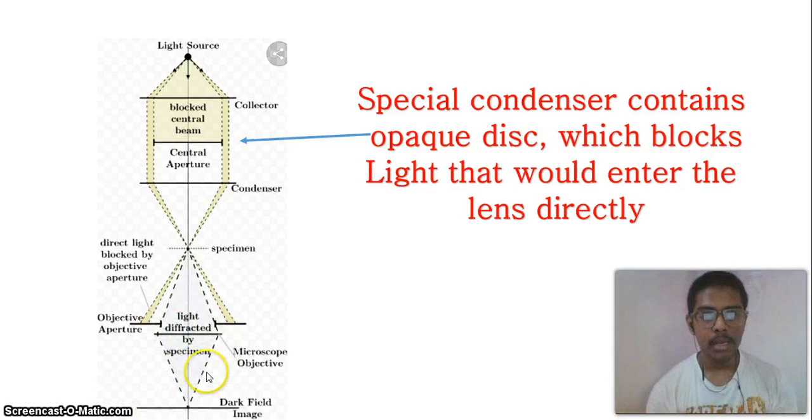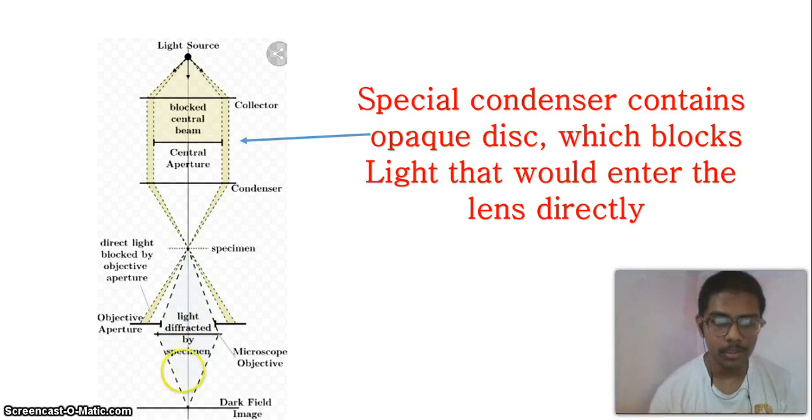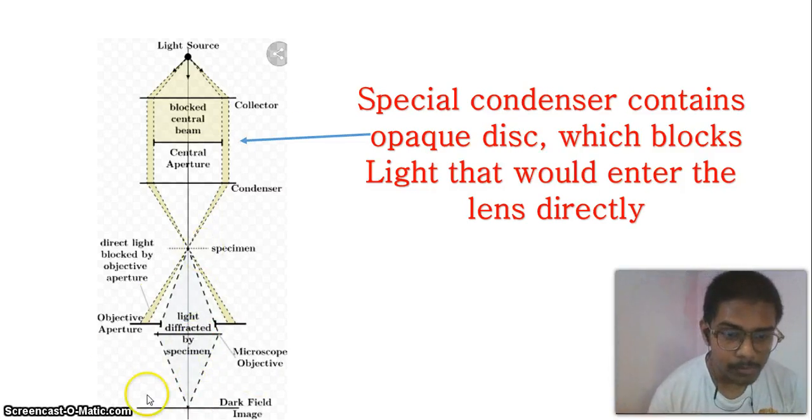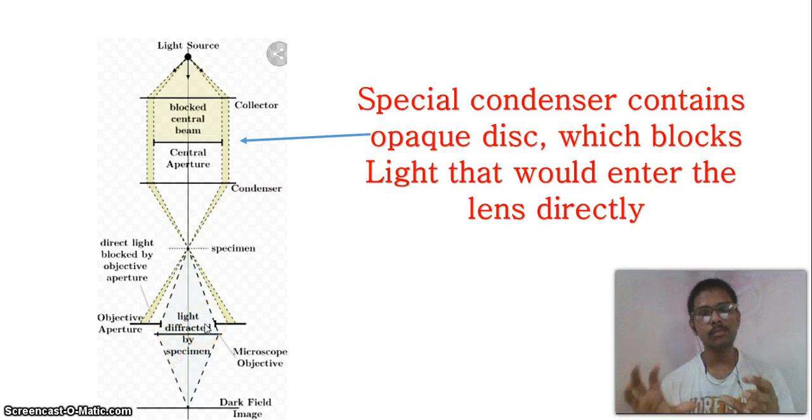Okay. And here you can see after the objective aperture, it is recorded on the dark field image recorder, which generates a dark field image. So only the light diffracted by the specimen is recorded. So two steps of engineering have happened here. One is the condenser lens, a special type of condenser lens which blocks the light in the central portions. That will be called the central aperture.